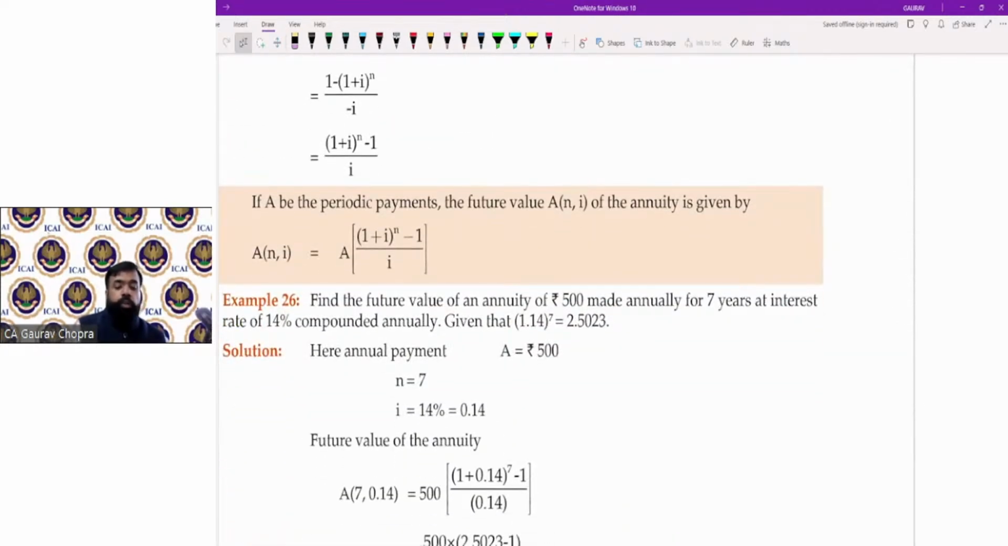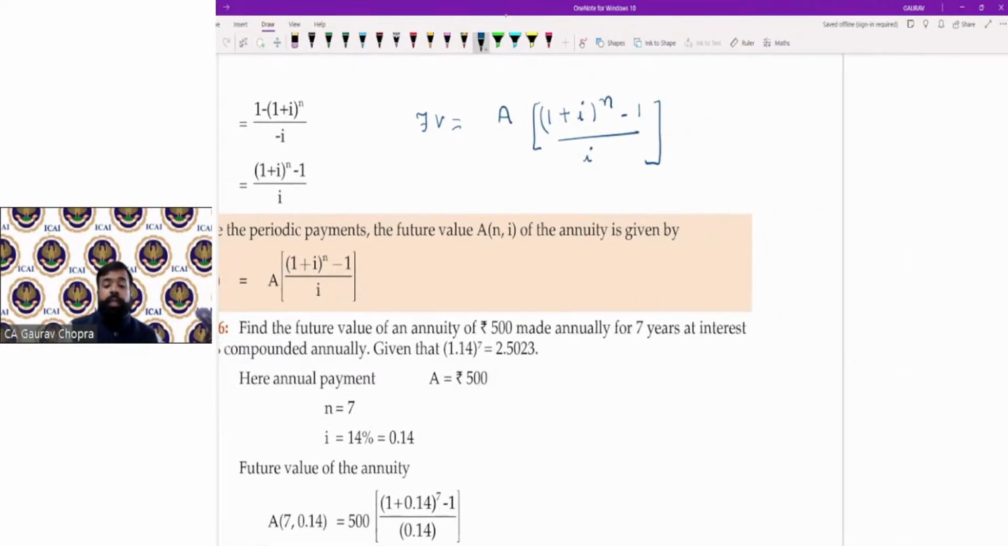The formula says future value is equal to annuity, then 1 plus i whole to the power of n minus 1 divided by i. Okay, this is the formula. Future value is equal to amount, then 1 plus i whole to the power of n minus 1 divided by i. So in place of amount, what we have done, 10,000, then 1.1 to the power of 5 minus 1, and then divided by 0.1.